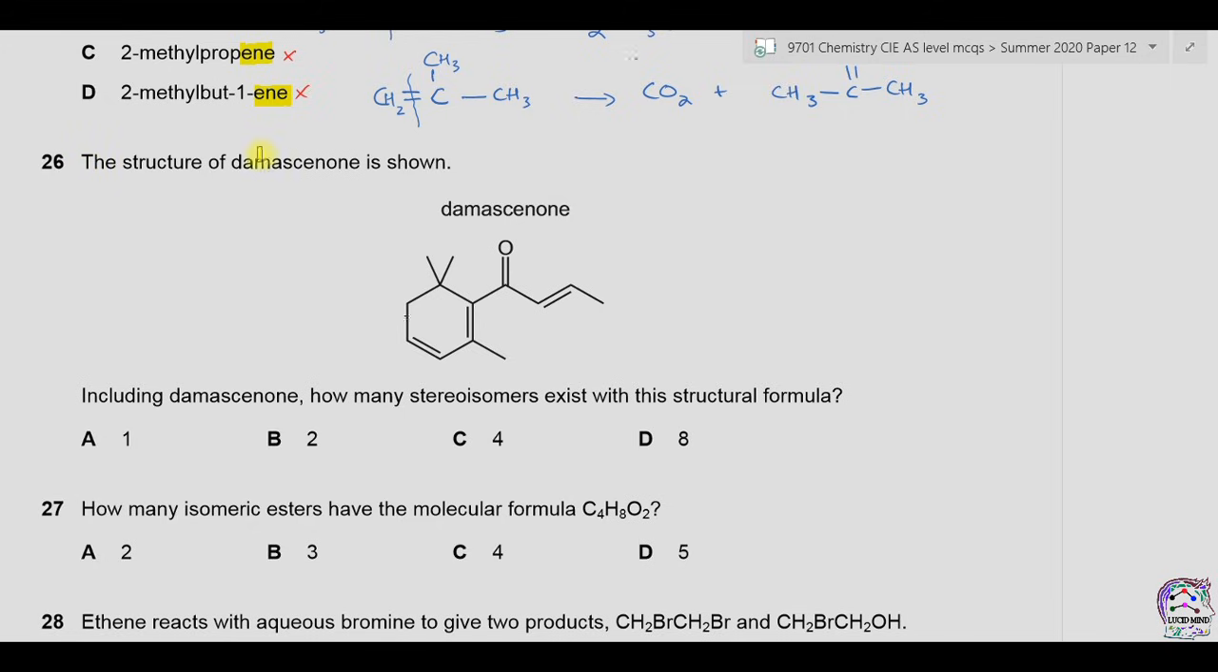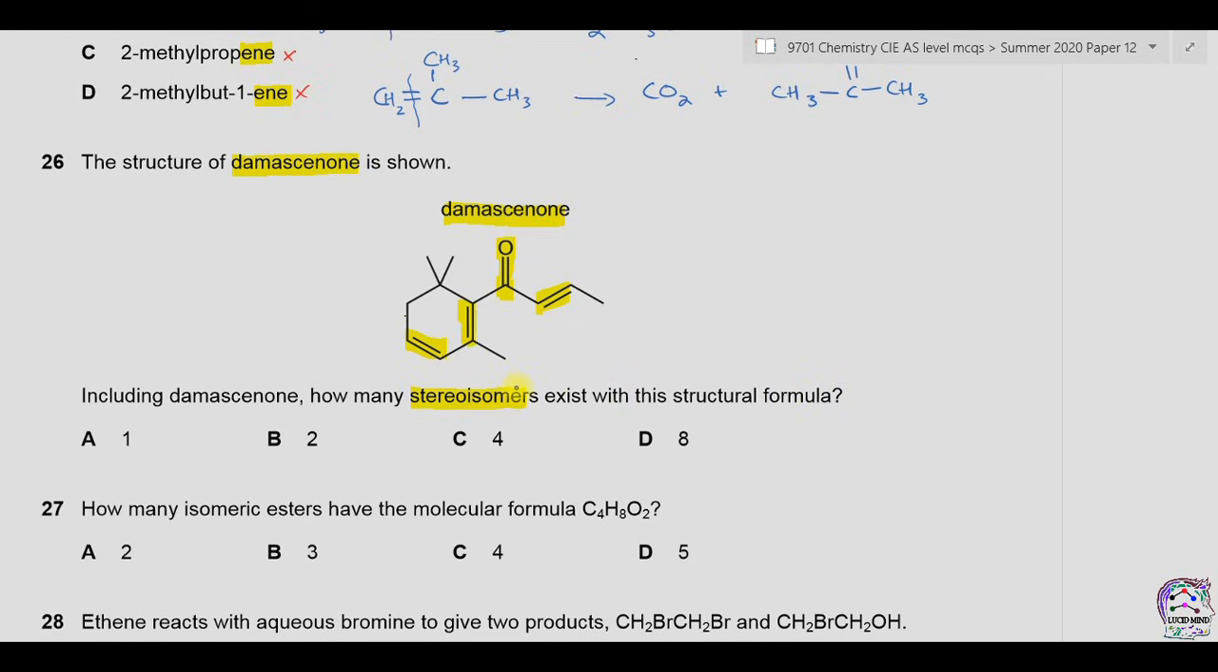Question 26. The structure of damascenon is shown. This is the damascenon structure. In this structure we have alkene functional groups and a carbonyl carbon. Including damascenon, how many stereoisomers exist with this structural formula? So we have to find the stereoisomers.